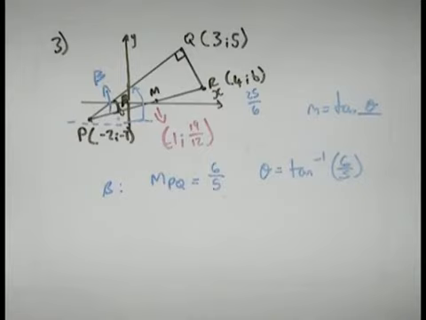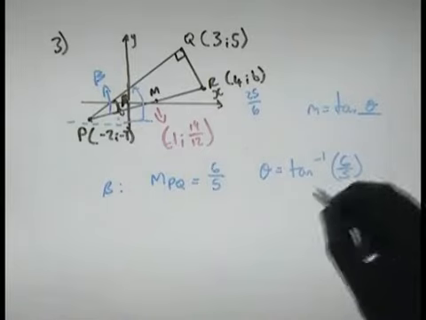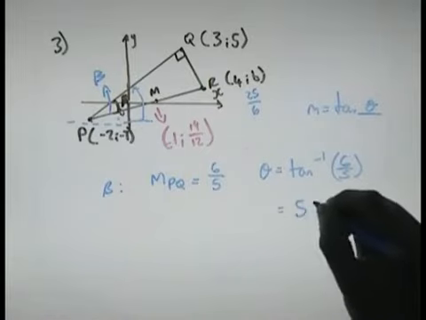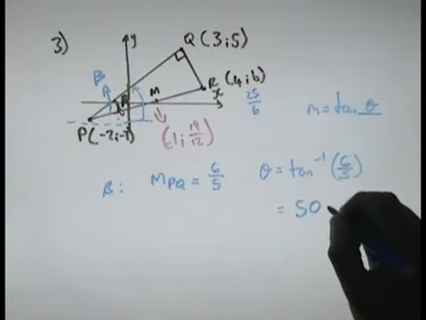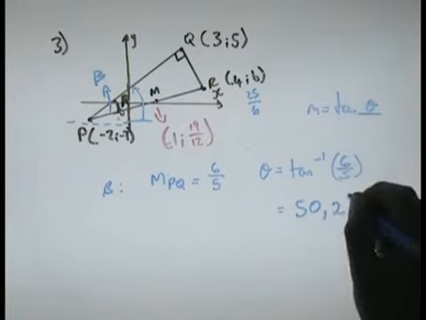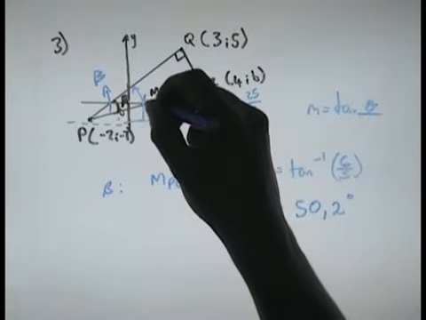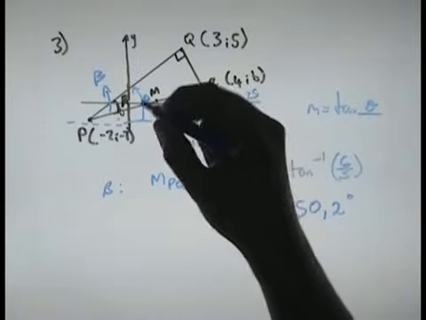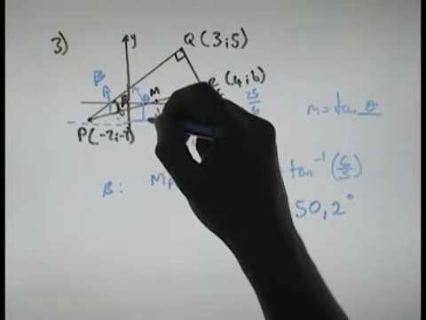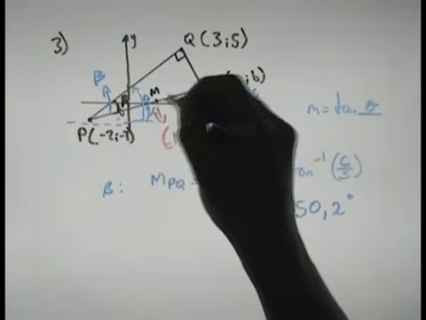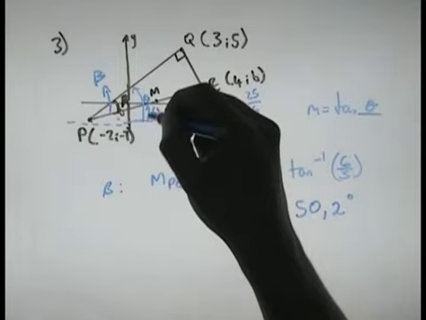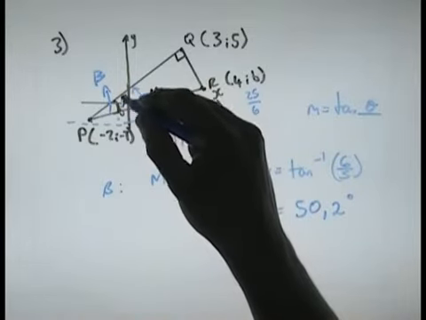If I find this inverse tan of 6 over 5, that's going to give me an answer of 50.19 degrees. So I'm going to leave it as 50.2 degrees. 50.2 degrees is that angle theta. Now let's look at the small angle here. Let's call this alpha, because remember, the big angle minus that small angle is going to give us beta.